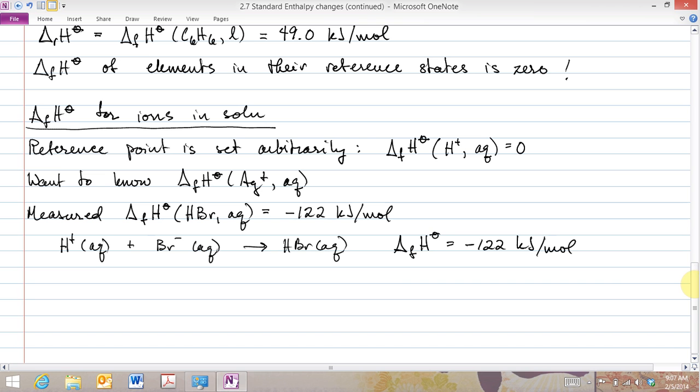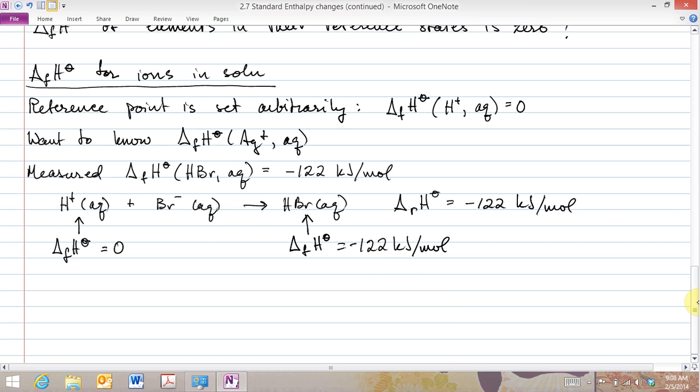Well, number one, we know that the reference point, let me make that into an R. Our reference point is set arbitrarily for the heat of formation of the hydrogen ion. So one thing we know is that this is equal to 0. We know this was measured to be negative 122 kilojoules per mole.